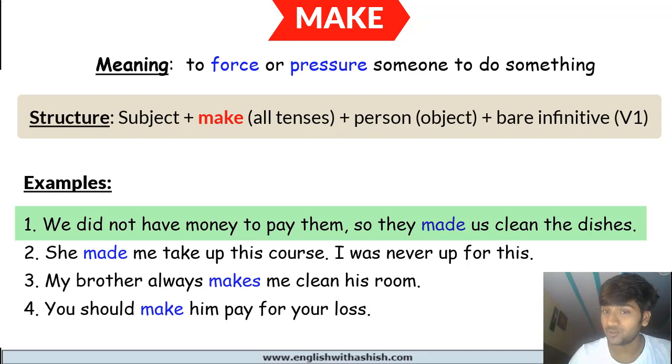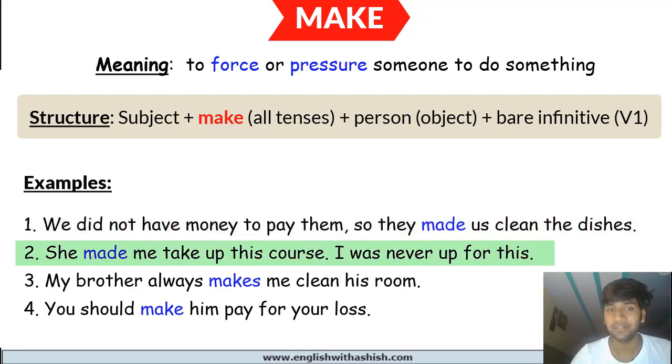We did not have money to pay them, so they made us clean the dishes. They, followed by the causative verb made, past form of make. They made us do something. They made us what? Clean the dishes. All right, so we did not have money to pay them, that is why they made us, they forced us, they pressurized us to clean the dishes. So here made is the causative verb, the past form of make, and it's forcing us to clean the dishes.